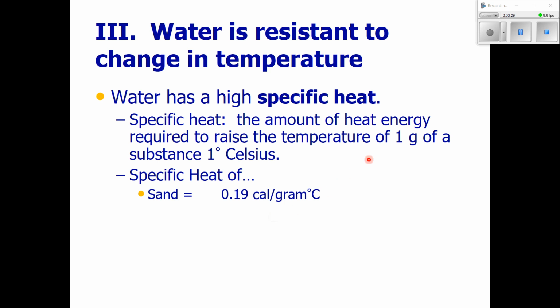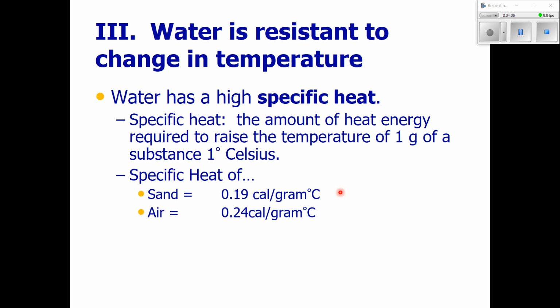Now, the first thing you're probably thinking is, what are calories? Calories is something we normally associate with food. You don't eat sand. And I know that sounds strange, but technically in the context of chemistry, a calorie is a measure of heat energy. That's kind of weird because we don't normally think of it that way, but that's really what it means. So it takes 0.19 calories of heat to raise 1 gram of sand 1 degree Celsius. That's what that means. Now that doesn't mean much to you unless you compare it to something else.